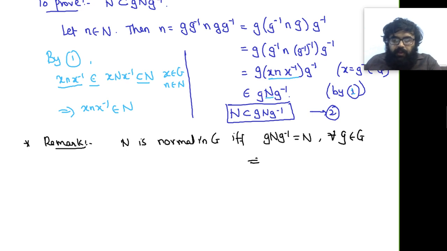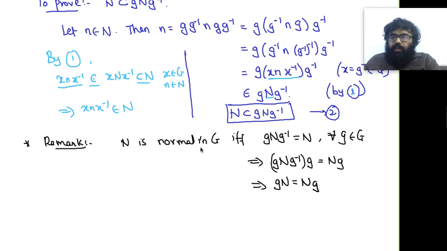So this implies gNg inverse g equals Ng. I multiplied g on both sides from the right. So this is what? gN equals Ng. And this is also true, so the converse you are going to prove. But gNg inverse equals N implies this. So if N is normal in G, then this is true, and if this is true, then gN equals Ng. What is gN? It is the left coset of N in G. And what is Ng? It is the right coset.